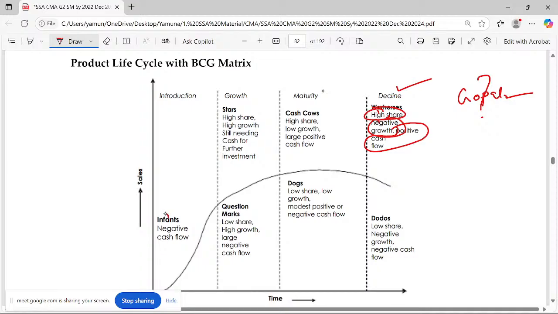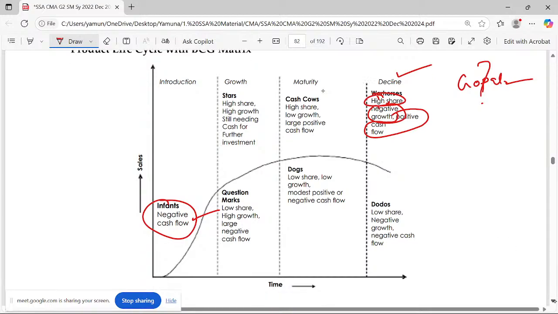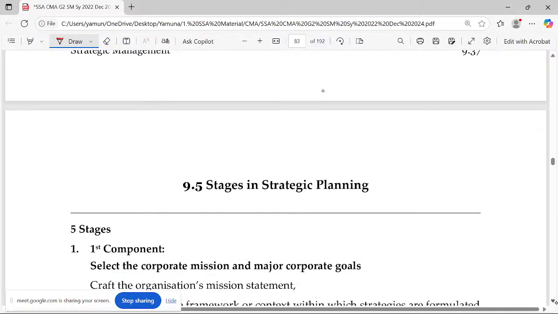When you go for infant, you see negative cash flow because we have to introduce the product in the market. If you are not introducing the product in the market, then nobody will know. Then we can talk about star and cash flows there. Okay, right. Yeah, this is about 9.5.